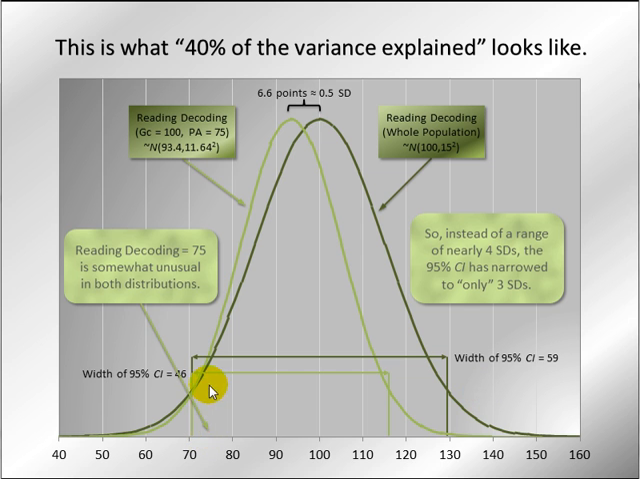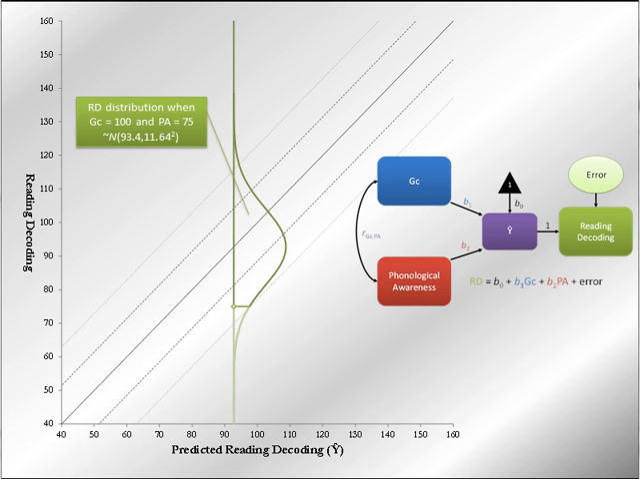If reading decoding for this individual is 75, you can see that it's unusual in both distributions. It's more unusual in the whole population and a little less unusual in this subset, but it is unusual in both populations. Let's see how much exactly. So we're going to take this normal distribution and turn it on its side. On the x-axis we have the predicted reading decoding scores, and on the y-axis we have the obtained reading decoding scores. If we imagine the whole population of people for whom their predicted reading decoding score is 93.4, on average, their obtained reading decoding scores are 93.4.